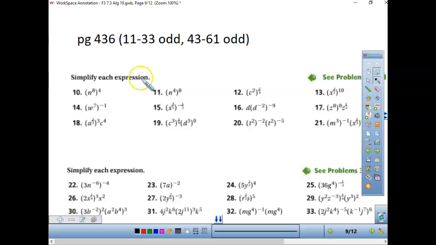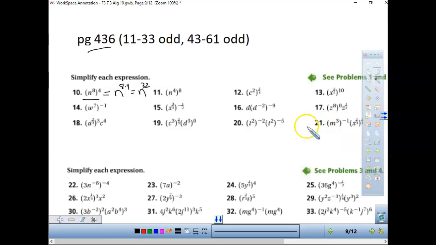Your homework tonight is, as you are working on page 436, please again write down the problem, 11 to 33 odd, 43 to 61 odd. What I am looking for is you showing me the rule. So put the problem down, then show me your rule. Now these first ones, when you're taking 8 times 4, put the 8 times 4, then give me the n to the 32nd. So write them down, especially where you have more than one step, so I can see that.